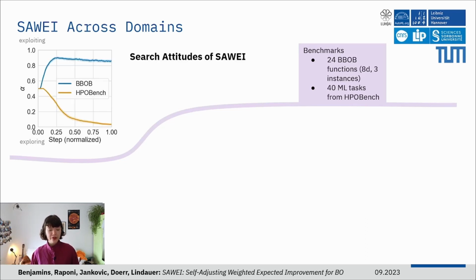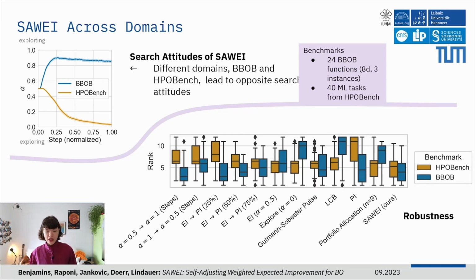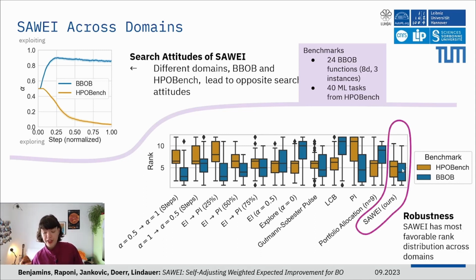We first look at the search attitude, and we see that on BBOB and on HPOBench we have opposite search attitudes, or opposite alpha trajectories, discovered by SAWEI. And also looking at the ranks across the domains for each baseline, we see that SAWEI has the most favorable rank distribution, and that other baselines are pretty strong per domain, but not on both. So SAWEI is a robust default choice.